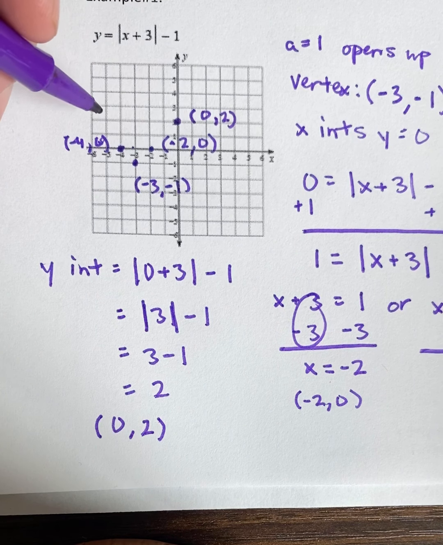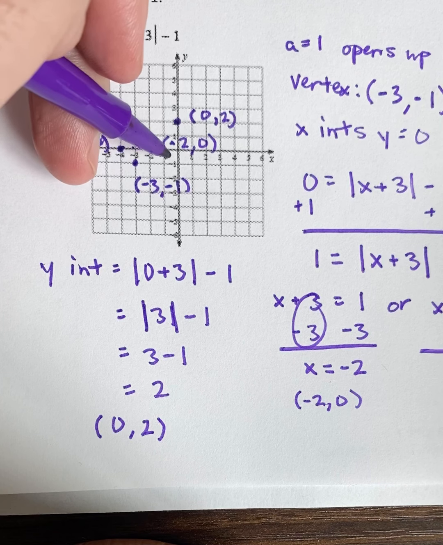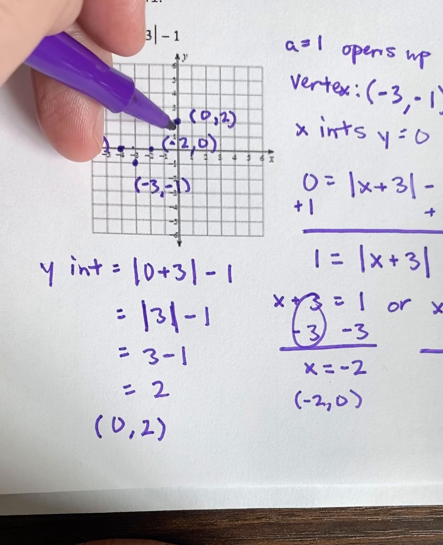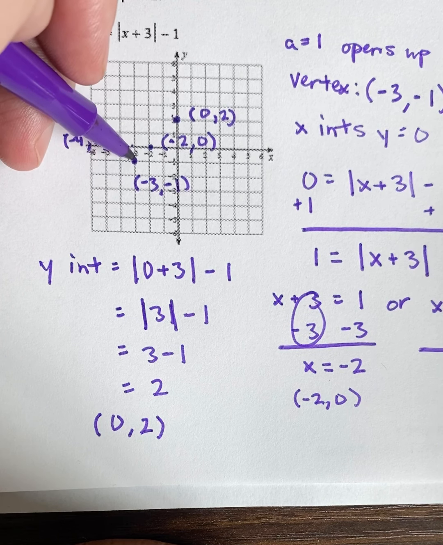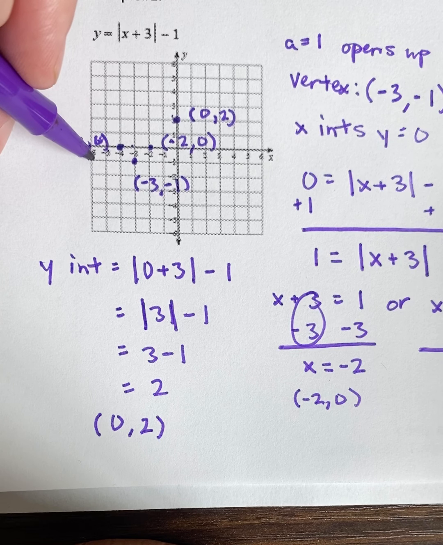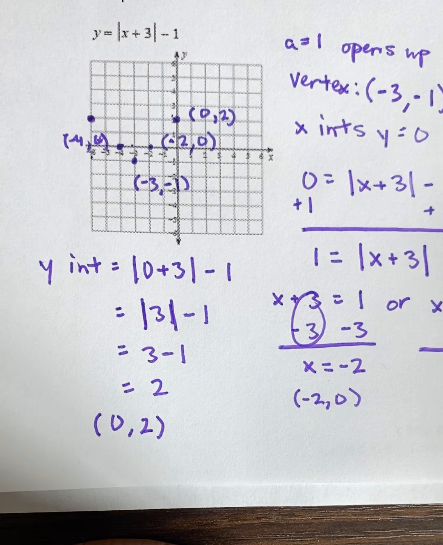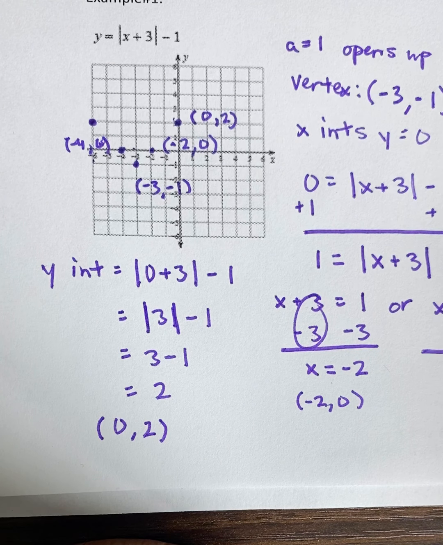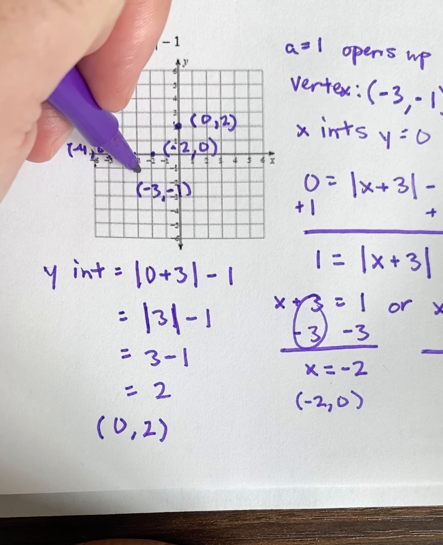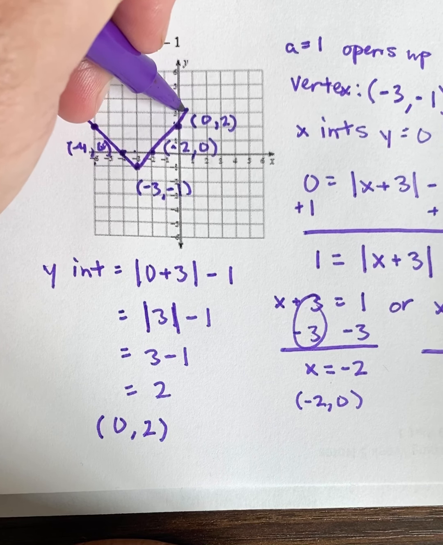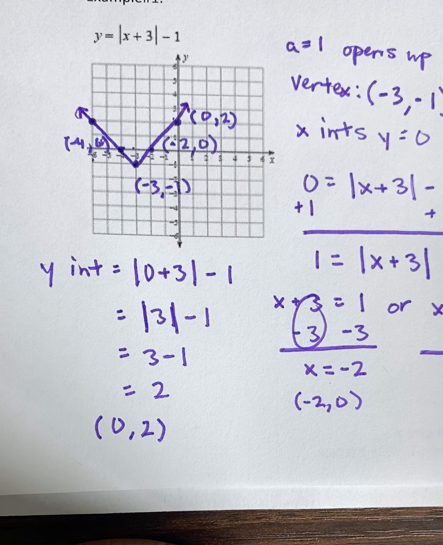And then if I go 3 to the right, I go up 3. So if I go 3 to the left, I also should be right here. That gives us a nice collection of dots to draw our V. Make sure to include arrows at the end because the V extends in both directions.